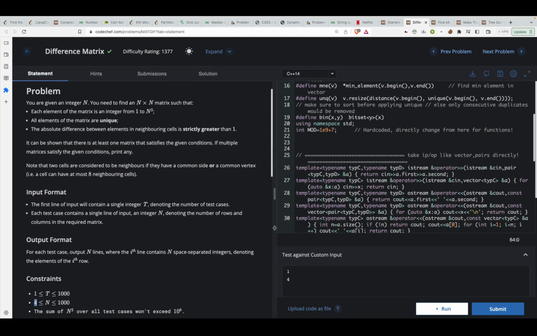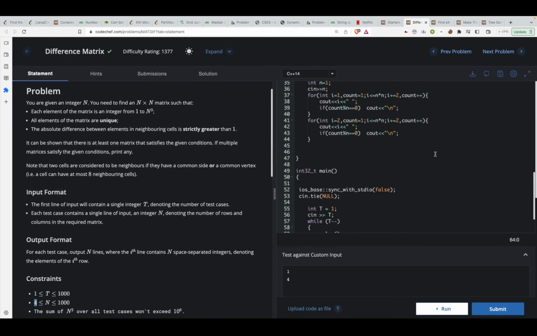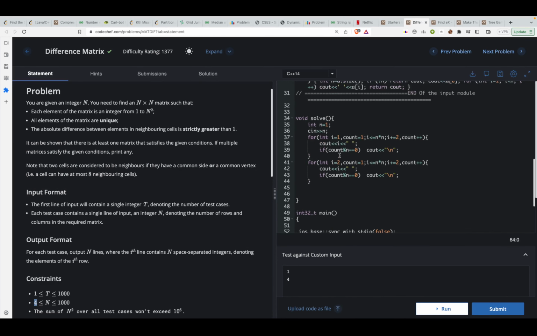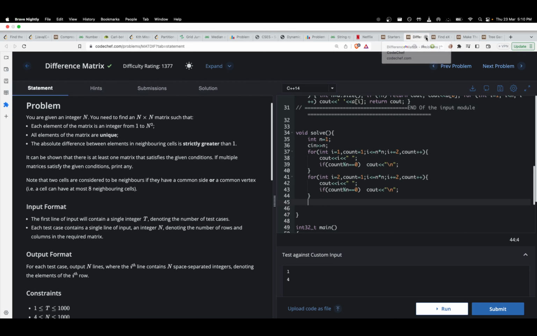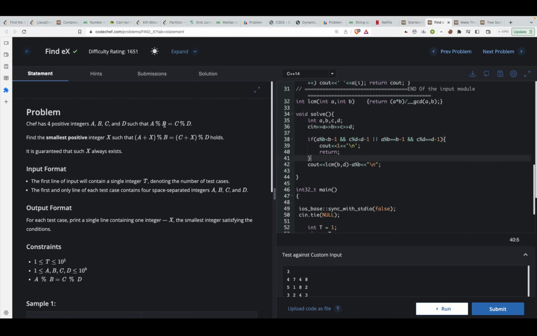I don't even know why they give such problems in contests, but anyway, this is the code itself. Firstly we are printing out all the odd values from 1 to n square, and then we'll be printing out the even values. Any doubts in this? Cool. I don't even expect anyone to have a doubt in this.